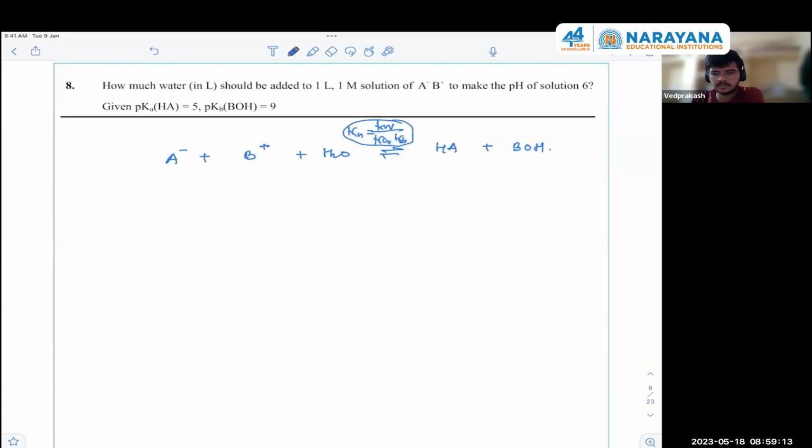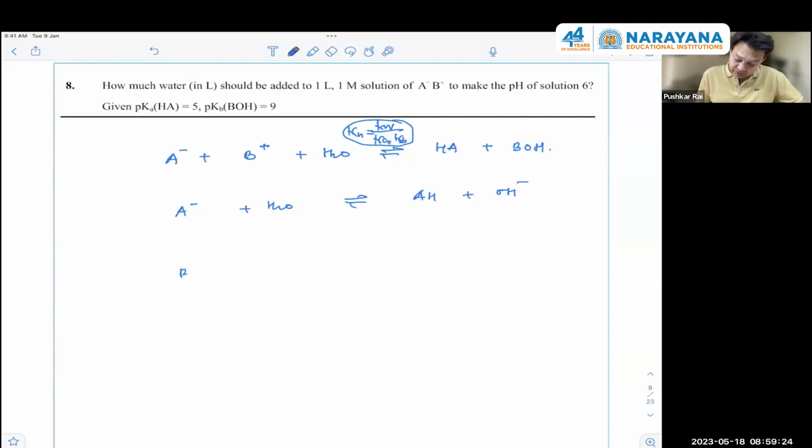No, so separately I took both equilibriums, not together. Okay, you have taken A negative plus H2O changing into HA plus OH negative, and B positive plus H2O changing into BOH plus H plus. And we can see that Ka of HA is given as 10 to the power minus 5, so this is Kw upon 10 to the power minus 5, which is coming out to be 10 to the power minus 9. And for B plus, this is Kw upon 10 to the power minus 9, which is 10 to the power minus 5. Quite different they are. All right.